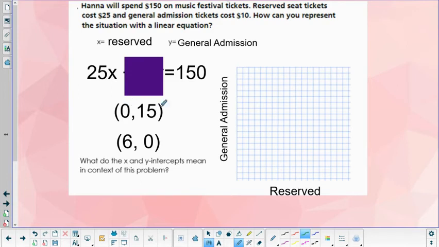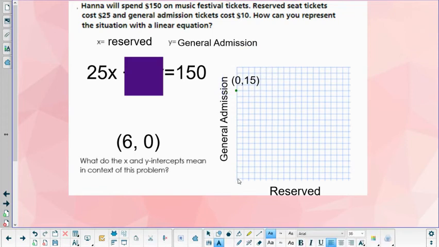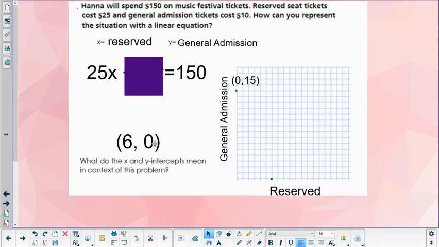So my first intercept is 0, 15. So I'm going to go left and right 0, but I'm going to go up to 15. So let's say 2, 4, 6, 8, 10, 11, 12, 13, 14, 15, right there. Okay, so that is this ordered pair. My next one is 6, 0. So I'm going to go right 6, 2, 4, 6. And I'm going to go ahead and label that one as my 6, 0. And we can connect the dots.